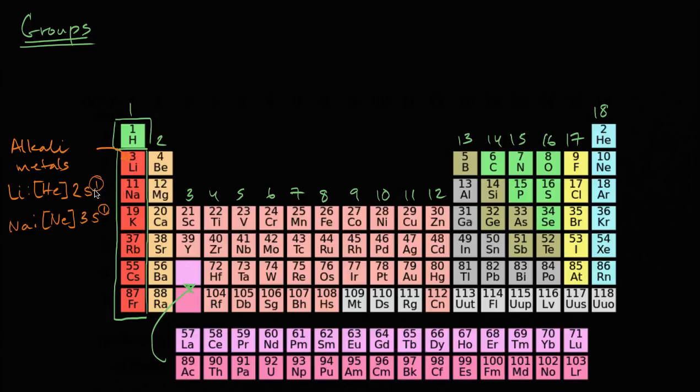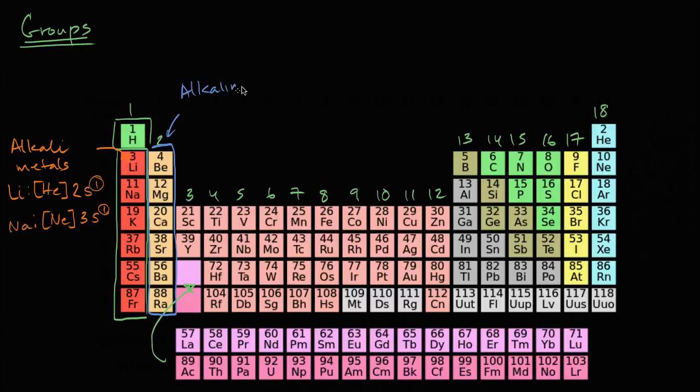And so you can imagine that they're very reactive, and when they react, they tend to lose this electron in their outermost shell, and that is the case. These alkali metals are very, very reactive, and actually they have very similar properties. They're shiny and soft, and because they're so reactive, it's hard to find them where they haven't reacted with other things. Well, let's keep looking at the other groups. If we move one over to the right, this group 2 right over here, these are called the alkaline earth metals.